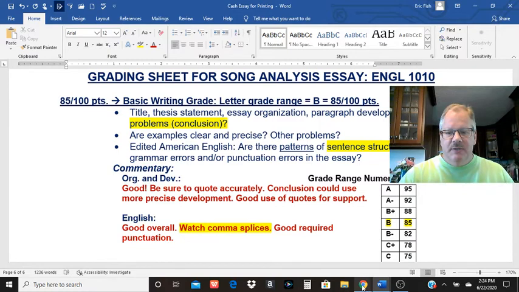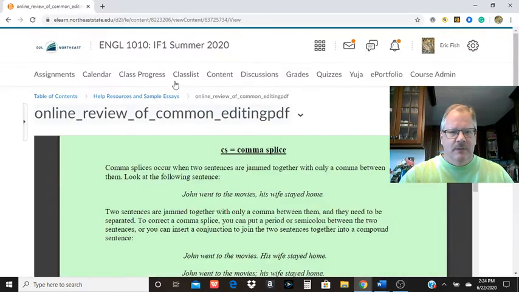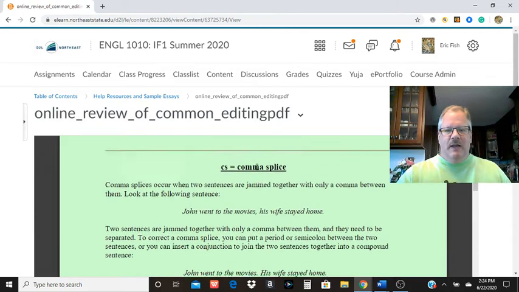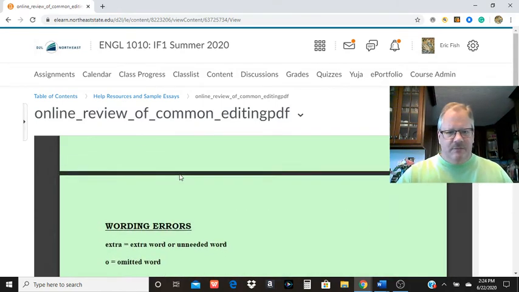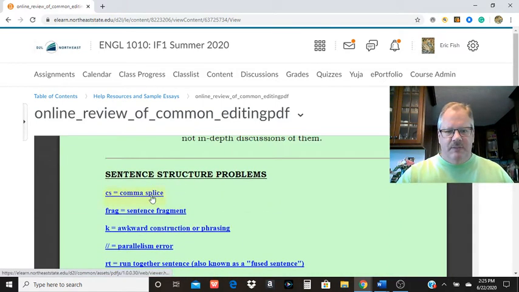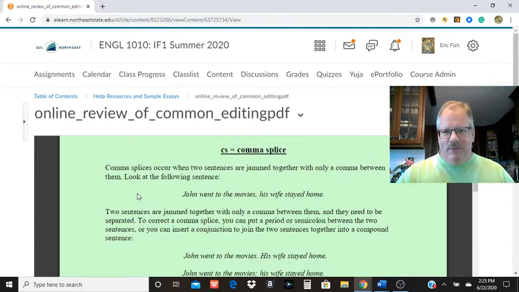For English errors, you can go to the content page on the course, and down here under Help Resources and Sample Essays, you'll see this online review of common editing concerns. It just goes over some of the things I might put in your paper. It's not meant to be a grammar book or anything. But it's just like, well, what's a comma splice? Some of you haven't been in school for a while or just may have never heard the term. So it goes over that's when you're putting two sentences together with a comma instead of a period.